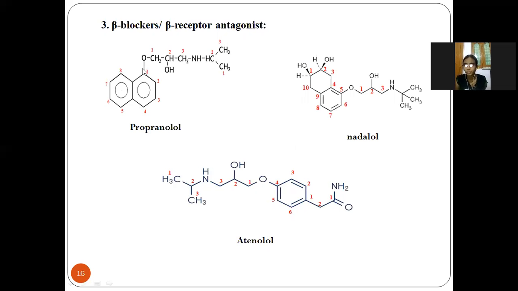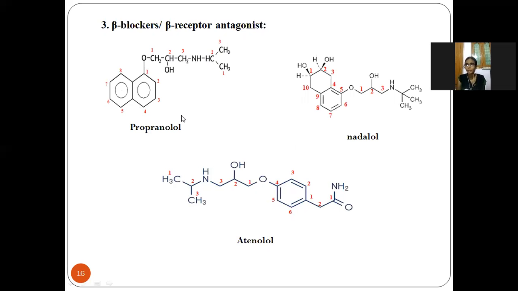Naphthalene at the first position, an oxygen atom is attached to it, and a propyl group is attached. See here, 1, 2, 3 means propane. At the second position of the propane, a hydroxy group is attached. And at the third position, the amide group and propane group are attached.